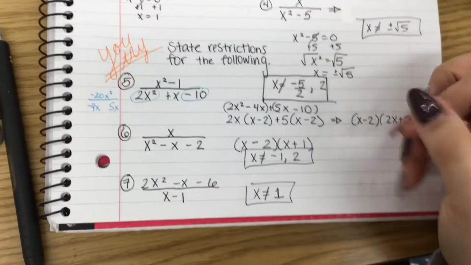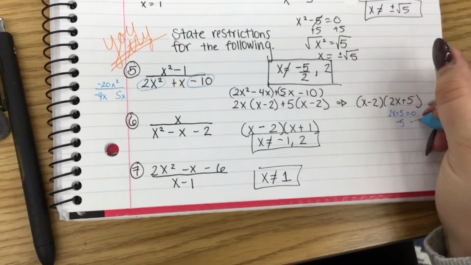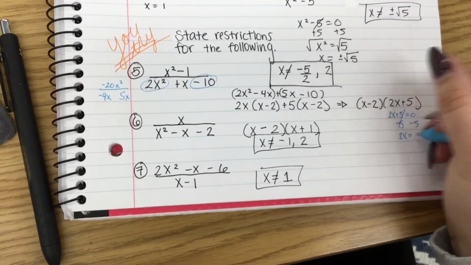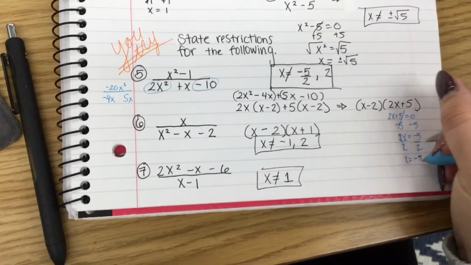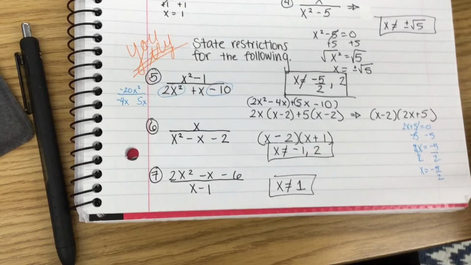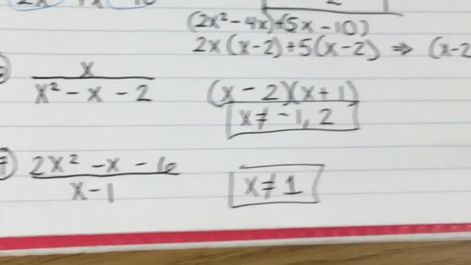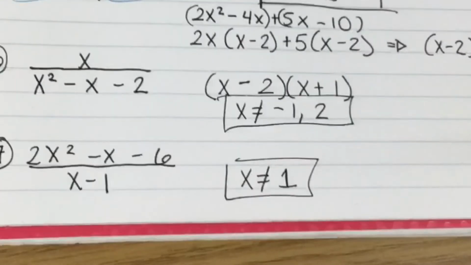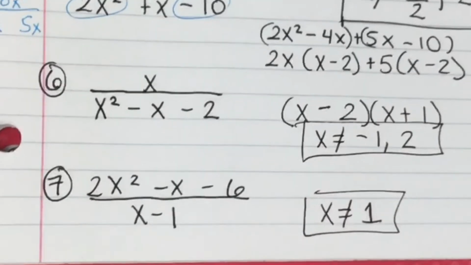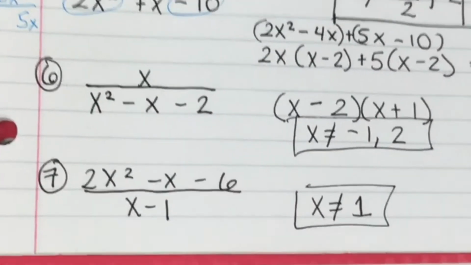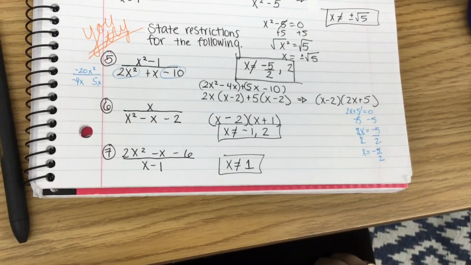When we got the 2 factors here, x minus 2 and 2x plus 5, we can set those both equal to 0. 2x plus 5 is going to give us -5/2, and x minus 2 would give us a +2, so x is not allowed to be -5/2 or +2 in number 5. In number 6, we can factor that denominator into x minus 2, x plus 1. You're looking for the factors of -2 that add up to -1. So x cannot be -1 or 2. I get that from setting both of those factors equal to 0.